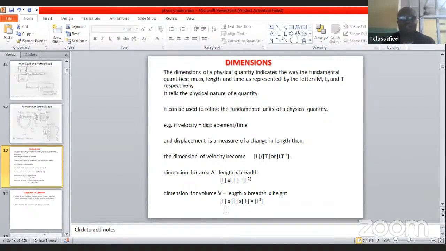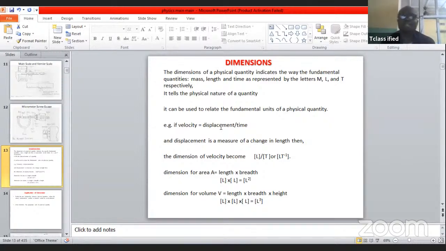So you can see that in all these dimensions, we're only seeing L, T, and M, representing mass, length, and time, okay? It tells us the physical nature of a quantity, and it can be used to relate fundamental units of a physical quantity. So for example, let's look at velocity. What is the dimensional representation of velocity? We all know that velocity is simply displacement over time, which also means distance over time.